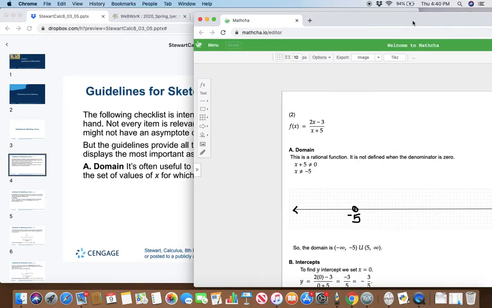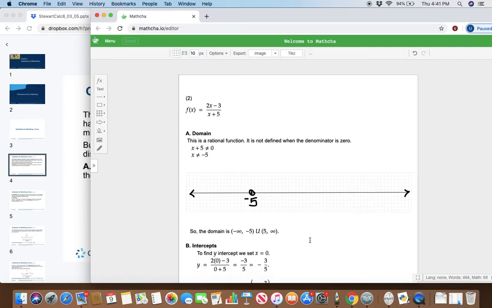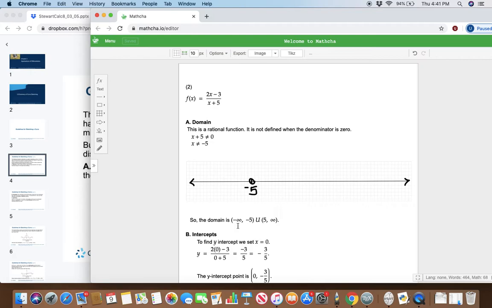Here is your function. This is a rational function. It is not defined when the denominator is 0. In other words, I want the denominator to be not 0. In other words, x must not be equal to negative 5. So from the real number line, I have to remove negative 5. So that's a hole. So what is the domain? Domain is negative infinity to negative 5 union negative 5 to infinity. So it's a union of two pieces.